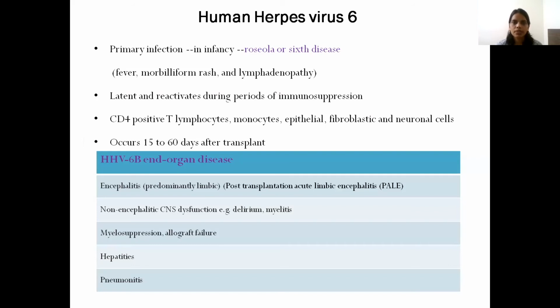Next is human herpes virus 6. This is also a latent infection. The primary infection is seen in infancy, which is known as roseola or sixth disease. It remains latent in CD4 positive T lymphocytes, monocytes, and epithelial cells, and reactivates during periods of immunosuppression. HHV-6B end organ disease can be encephalitis, known as post-transplantation acute limbic encephalitis, non-encephalitic CNS dysfunction like delirium and myelitis. Then it can cause hepatitis, pneumonitis, myelosuppression and allograft failure.